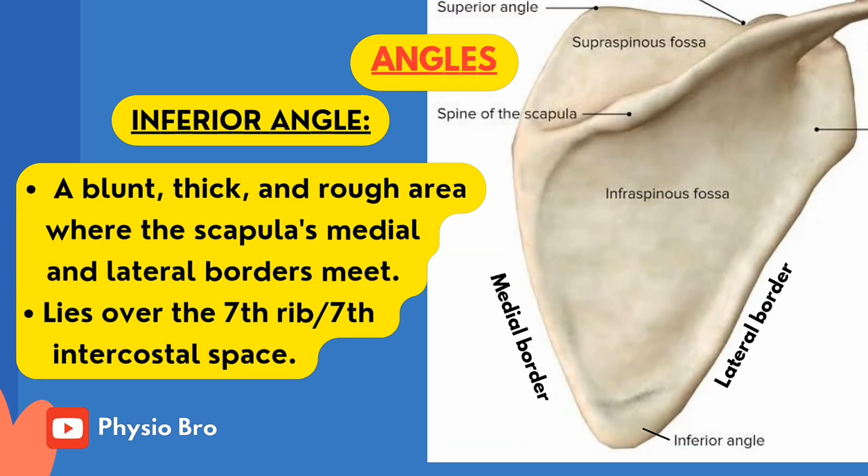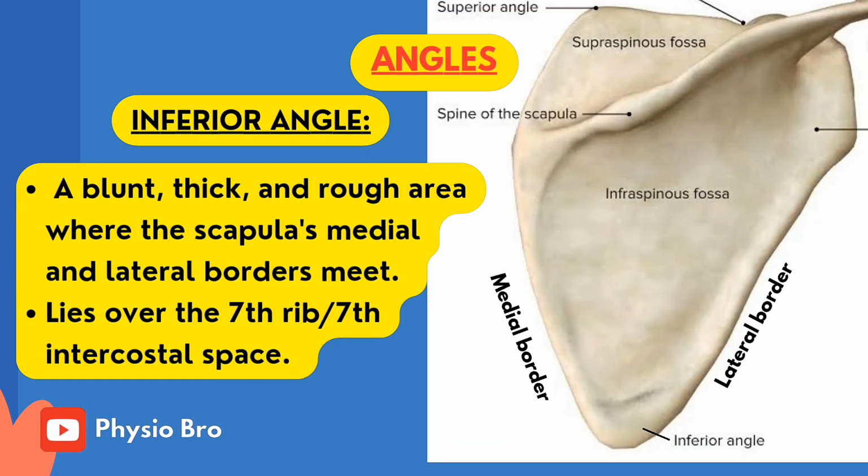Inferior angle. The inferior angle is a blunt, thick, and rough area, where the scapula's medial and lateral borders meet. The inferior angle of the scapula lies at the level of the 7th rib or 7th intercostal space.